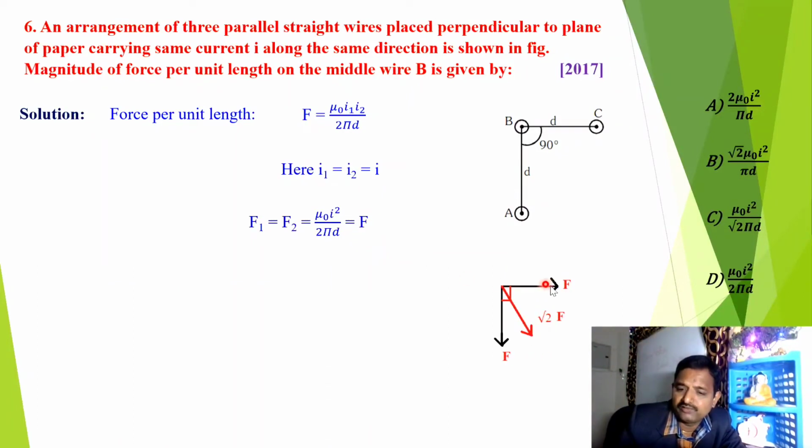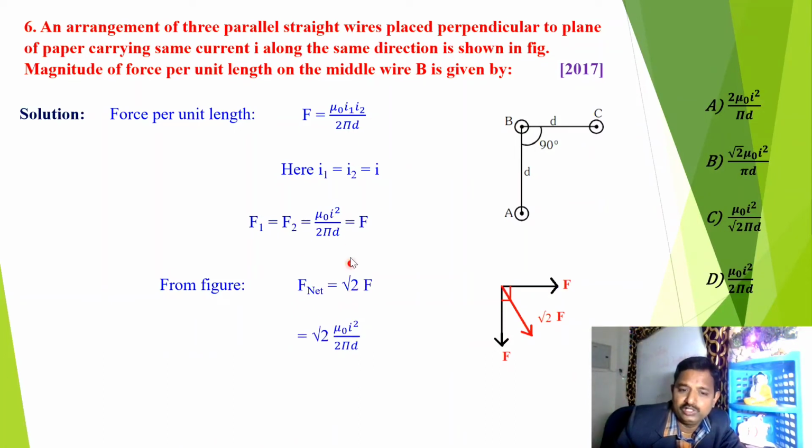So here if you observe the figure, these two forces are acting perpendicular to each other. See force on B due to C acting towards east, and force on B due to A is acting towards south. Okay, both are perpendicular to each other. So here we can apply the parallelogram law. If you apply the parallelogram law, the resultant force will be root 2F. Look at here, from the figure, F net is root 2F.